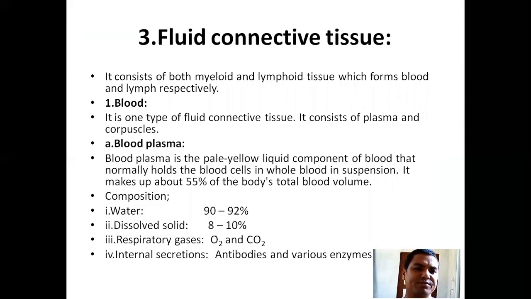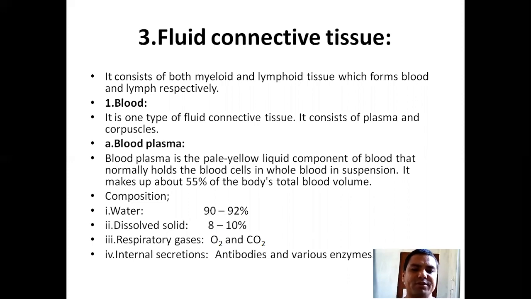Fluid connective tissue. It consists of both myeloid and lymphoid tissue, which form the blood and the lymph respectively. First of all, let's know about the blood. Blood is one type of fluid connective tissue. It consists of plasma and the corpuscles or blood cells. Blood plasma is the pale yellow liquid component of blood that normally holds the blood cells in whole blood in suspension. It is just like the matrix of connective tissue.